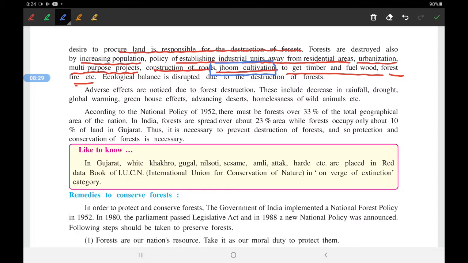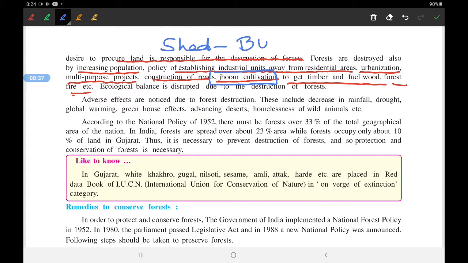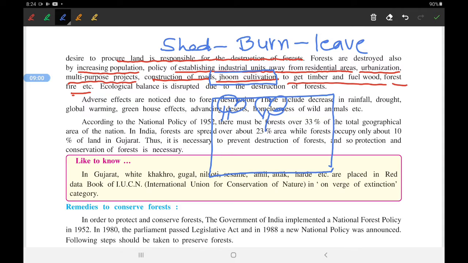Zoom cultivation is also known as shed, burn and leave. Now what is done here? One of the areas is taken, suppose just imagine this is an area of forest. What is done? All the trees which are here will first of all be cut down. The trees will be cut down, that is shedding the trees. Then these trees will be burned, the timber will be taken, but whatever residues are there, they will be burned, and the ashes will be used as fertilizer in this particular area.